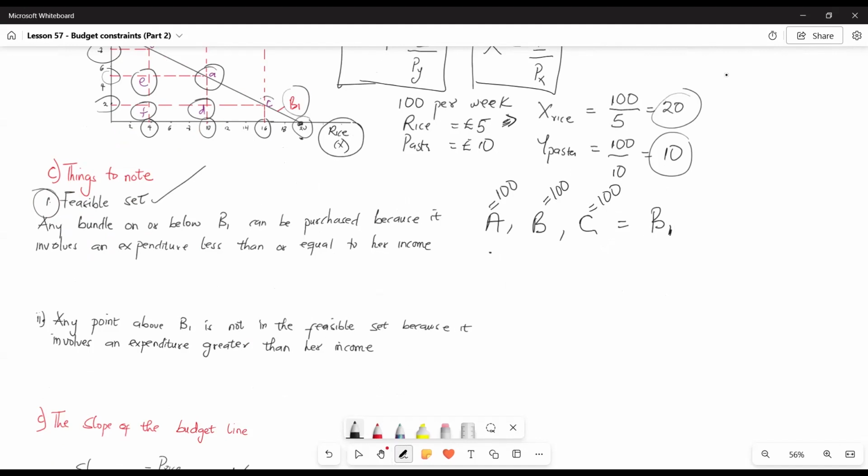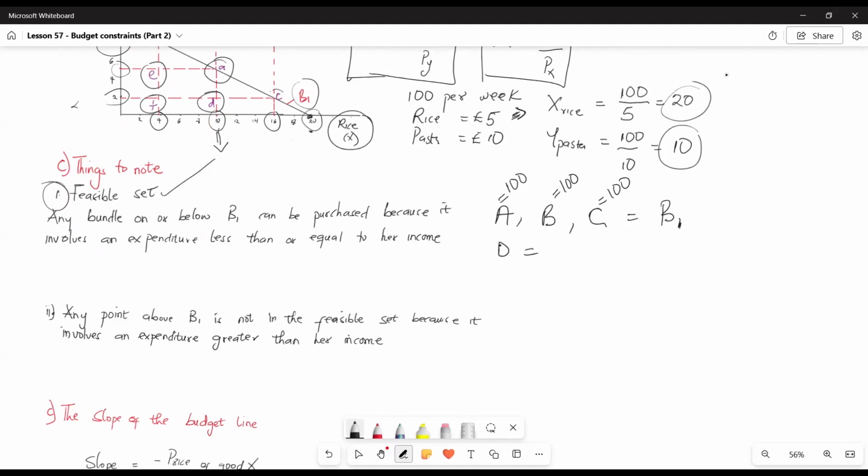So let's start with bundle D. Bundle D has 10 units of good X at a price of 5 plus 2 units of good Y at a price of 10. So this is 50 plus 20. So bundle D costs Ella 70.